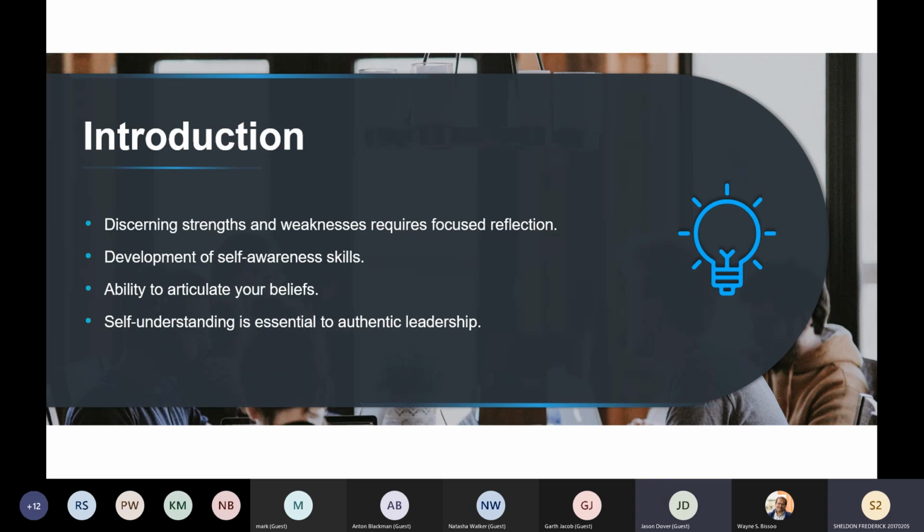Remember, leadership involves other people. So self-understanding is essential to authenticity in your relationships with those persons. Perhaps the most basic life trait that translates to leadership effectiveness is honest, authentic self-awareness that is open to growth, learning, and change.